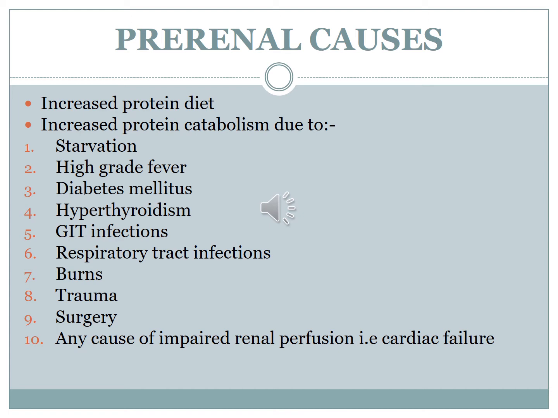The pre-renal causes include increased protein diet and increased protein catabolism, and the causes include starvation, high-grade fever, diabetes mellitus, hyperthyroidism, infections in the gastrointestinal tract, respiratory tract infections, burns, trauma, surgery, and any cause of impaired perfusion, that is, kidneys are not getting their blood supply properly, which can happen in the case of cardiac failure.